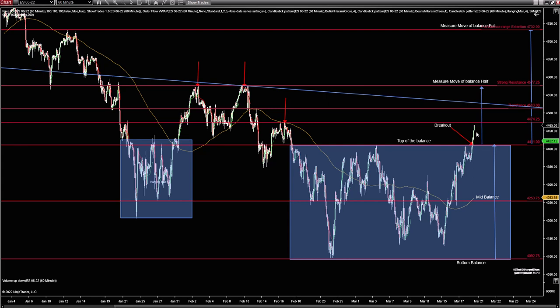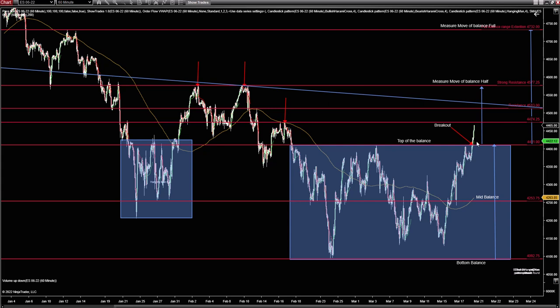This is very interesting, a very powerful balance strategy. If price starts trading lower below 4400, it could act as a breakout failure. But what buyers are going to do is buy any pullback as long as price remains above this 4400 level.